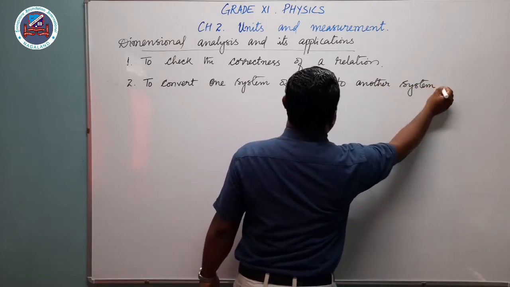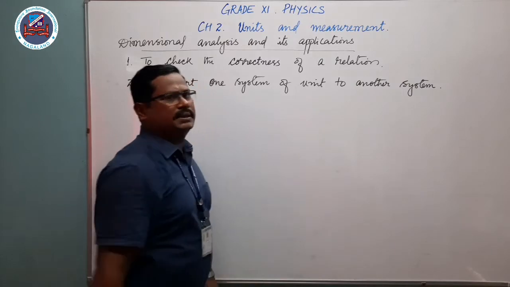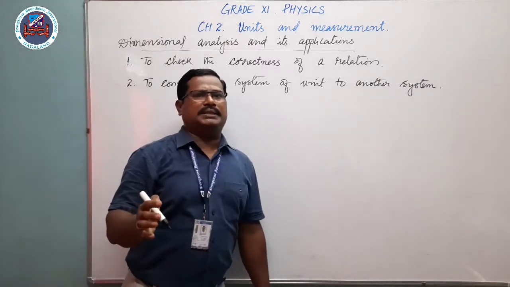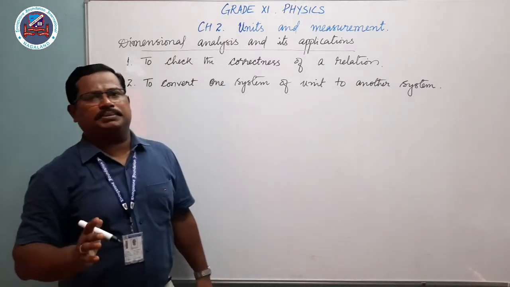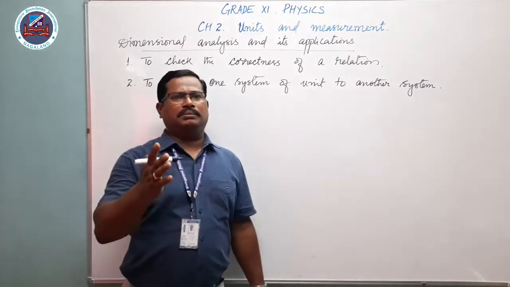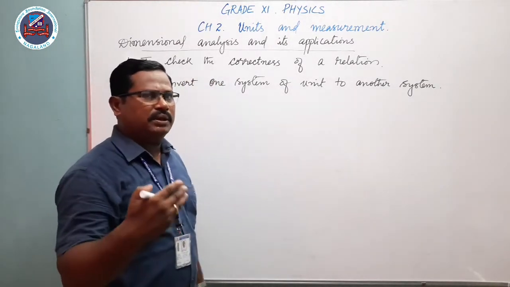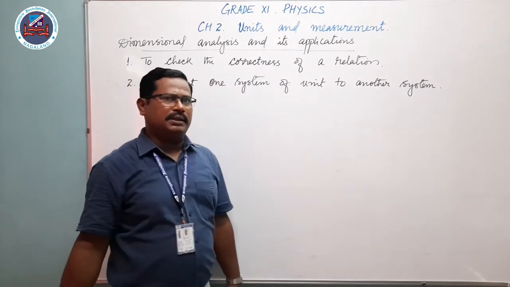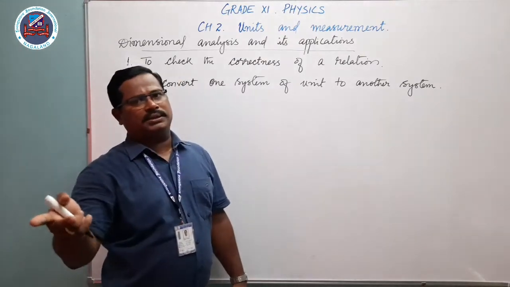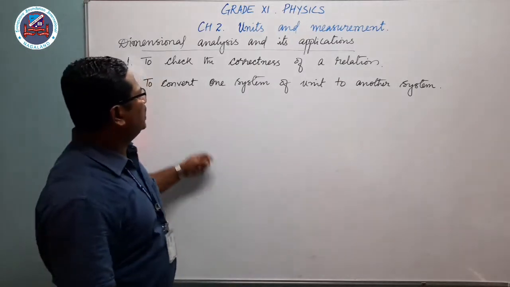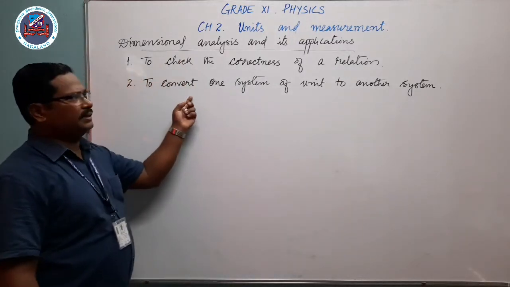When we say one system of unit to another system, you know the systems we discussed: the FPS system, that is the British system. Then we know about the CGS system, then the MKS system, and the SI system as well. So from one system to another system also we can convert by the method of dimensional analysis.